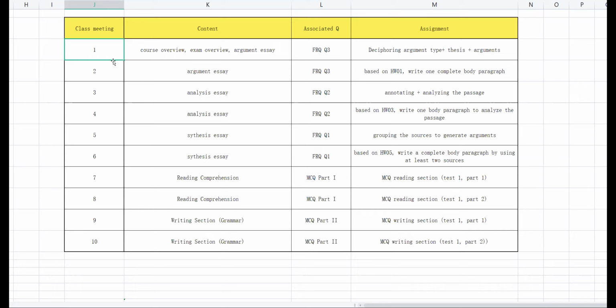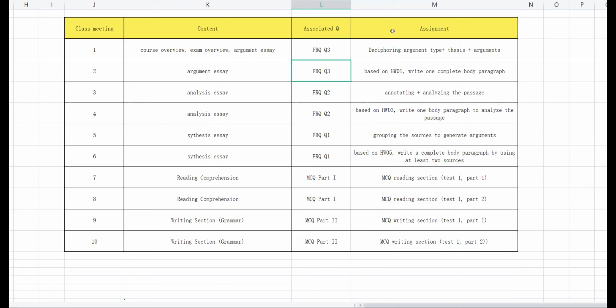So basically, this is our agenda. We're gonna talk about the course overview. That's what we're doing right now. And we're gonna briefly introduce how the exam is formatted, and then move on to question 3, how to write an argument essay. For this question, we're gonna spend 2 class meetings together, step by step, deciphering the prompt and systematically brainstorming for arguments, so we will have logical reasoning to support our thesis.